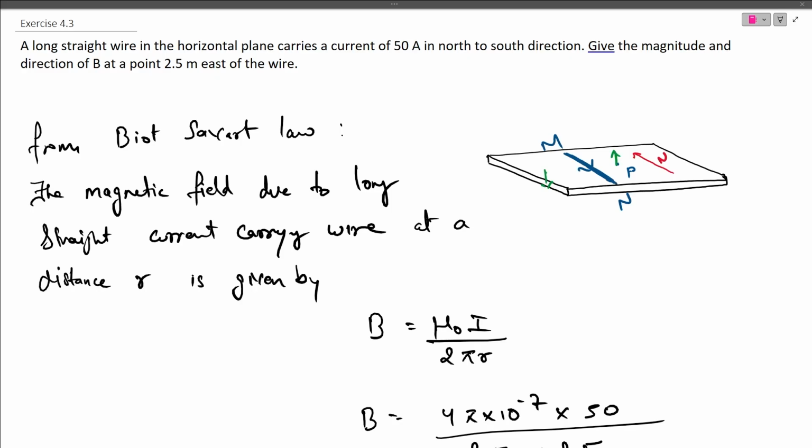The question says that a long straight wire in the horizontal plane carries a current of 50 ampere in north to south direction. Give the magnitude and direction of B, that is the magnetic field, at a point 2.5 meter east of the wire. So here is a physical demonstration of this question.